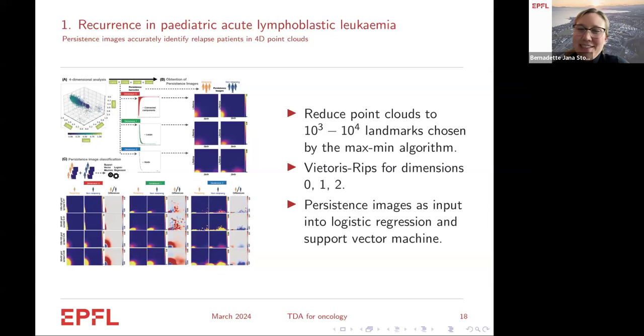This again required us to reduce the point clouds. So we chose 10 to the power 4 landmarks by the maxmin algorithm for computations in dimensions 0 and 1. And then 10 to the power 3 for computations of Vietoris-Rips in dimension 2. And we then decided to use persistence images as input into logistic regression and support vector machine.